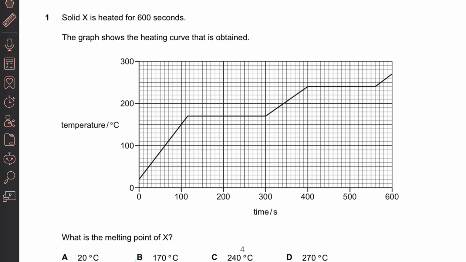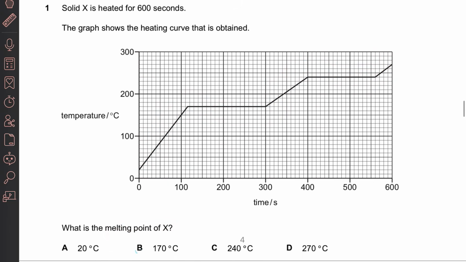Moving on, solid X is heated for 600 seconds. The graph shows the heating curve that is obtained over here. What is the melting point of X? Okay. So initially you have a solid X and you're heating it. As you're heating it, the temperature is increasing, so that means the state is not changing over there. That is not the melting point until you reach this point. After that, the temperature remains constant, so at that point the solid is melting. The melting point is the start over here. So if you find this, it is going to be 170 degrees Celsius.